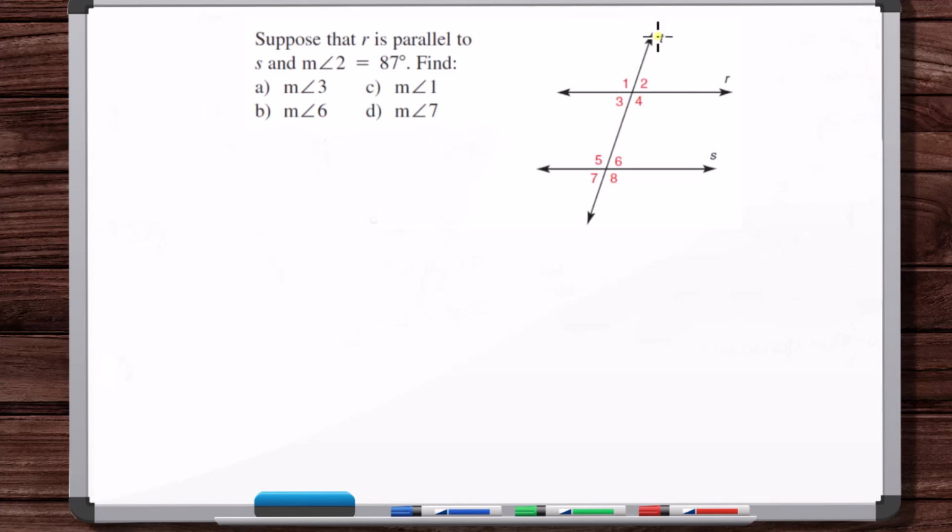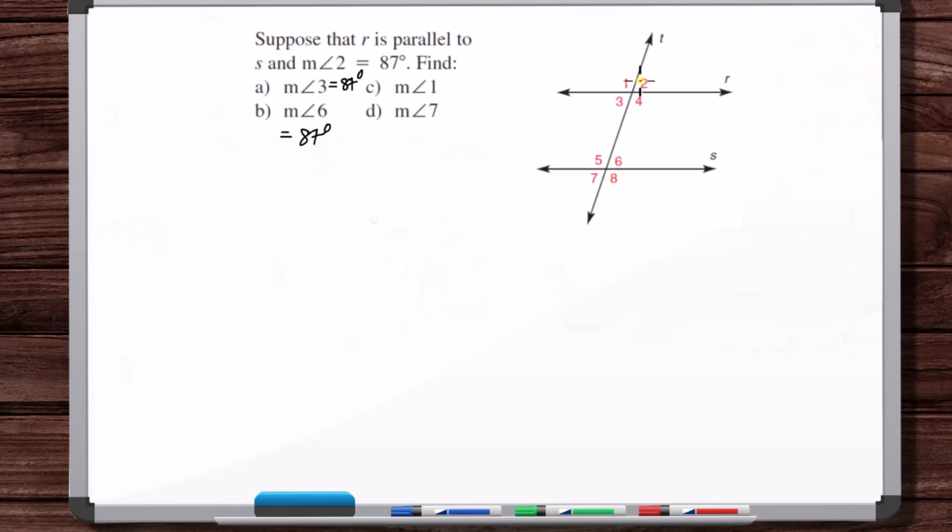All right, two parallel lines cut by a transversal. Well, the measure of angle 3 is going to be 87. Those are vertical angles. The measure of angle 6, an alternate interior angle, is going to be 87. The measure of angle 1 is going to be, so 1 and 2 are supplementary. You might say, well, why didn't we say 1 and 3 are supplementary?